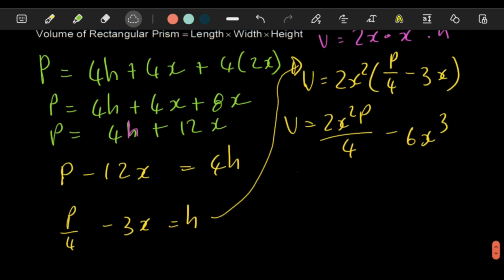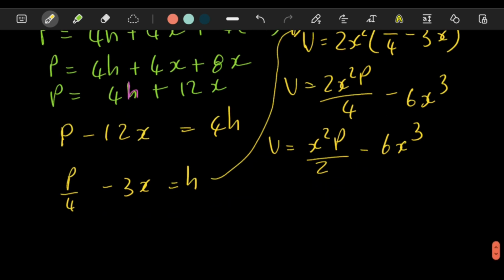So V here is going to be equal to x squared p over 2, because this is 2 divided by 4, that's just a half, so it's a 1 here and a 2 down there, and then this is still just 6x cubed. Okay, so here I think we have a chance, because now it looks like we can differentiate in terms of x and equate to 0 and actually end up with an answer.